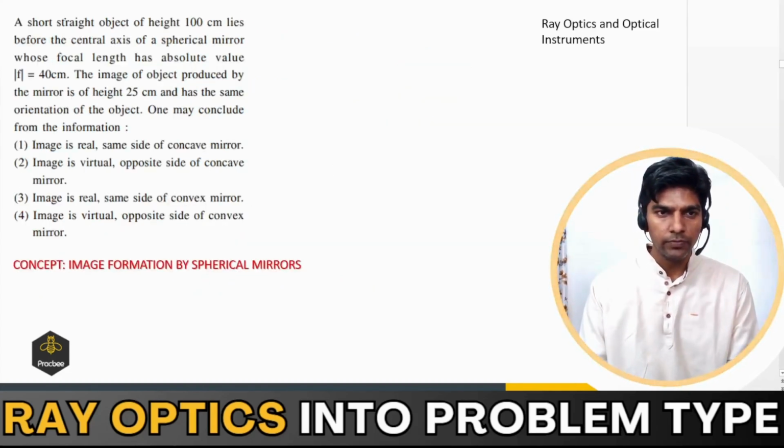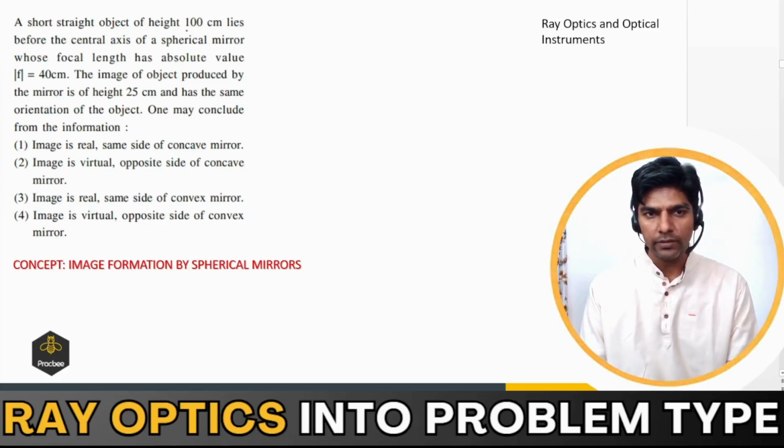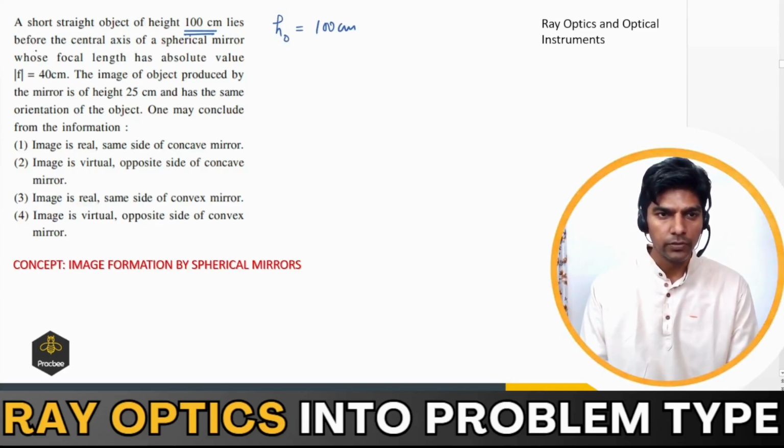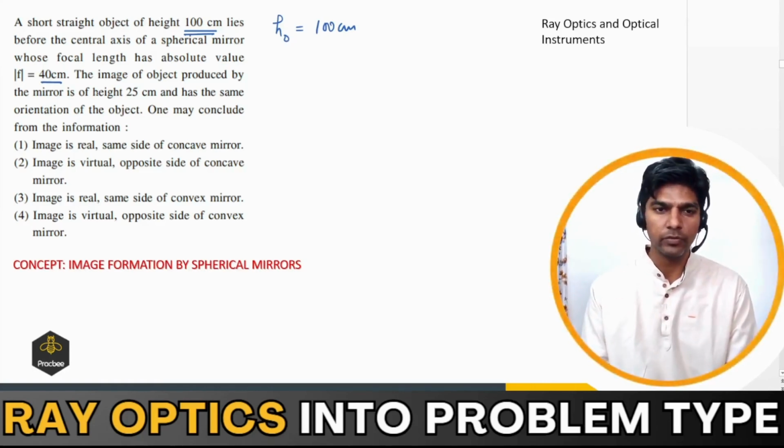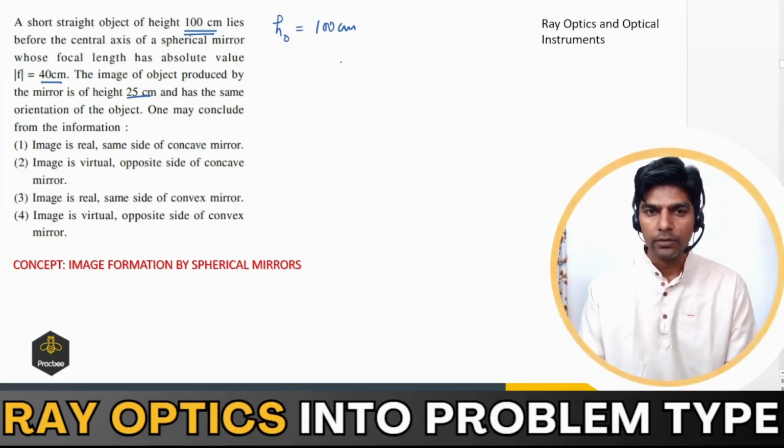Now let us see the next problem. A short straight object of height 100 centimeters lies before the central axis of the spherical mirror, whose focal length has an absolute value of 40 centimeter, and they have not mentioned which type of mirror. The image of the object produced by the mirror is of height 25 centimeter and has the same orientation as the object. So it means we are getting an erect image.